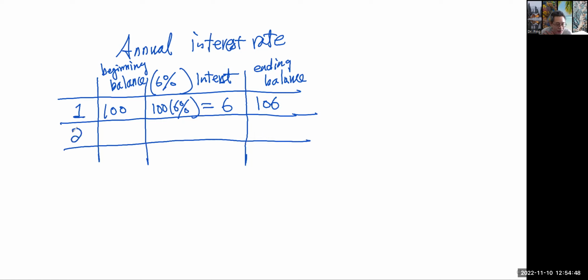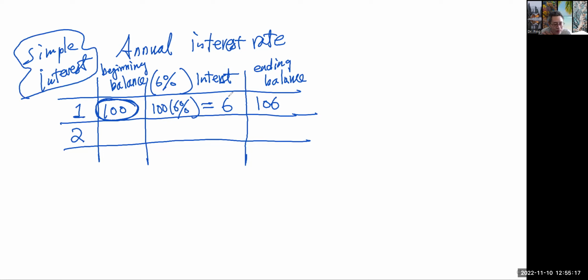And now we're looking at the second year. For simple interest, that means the interest only applies to the beginning balance. That's how much money you put in the bank. For simple interest, we're not going to take interest on the interest. So even though this is 106, when we calculate the interest, we're still using the beginning balance, how much you put there in the first place. 6, that's still 6. Now we got 112.